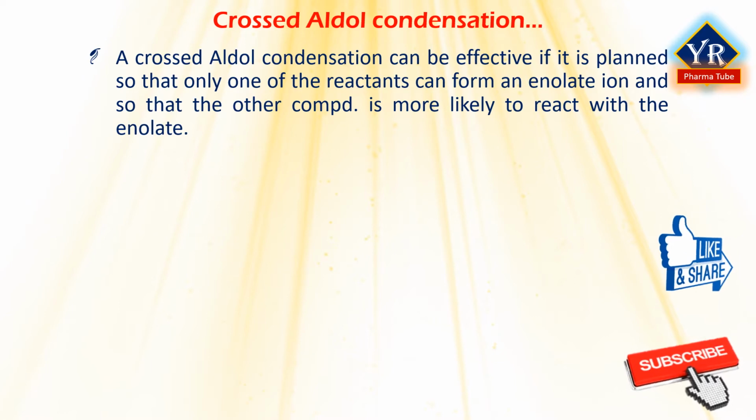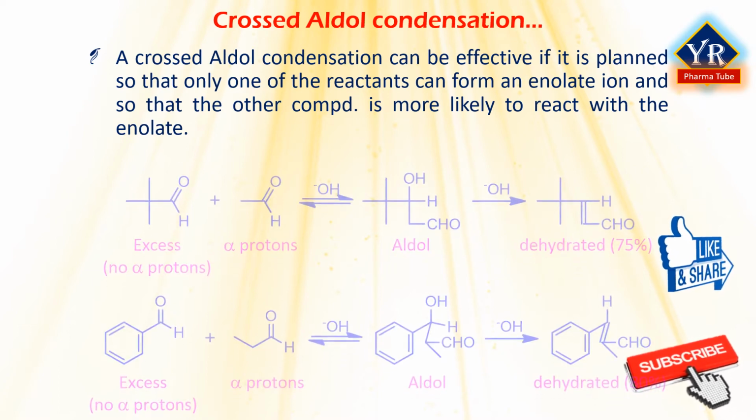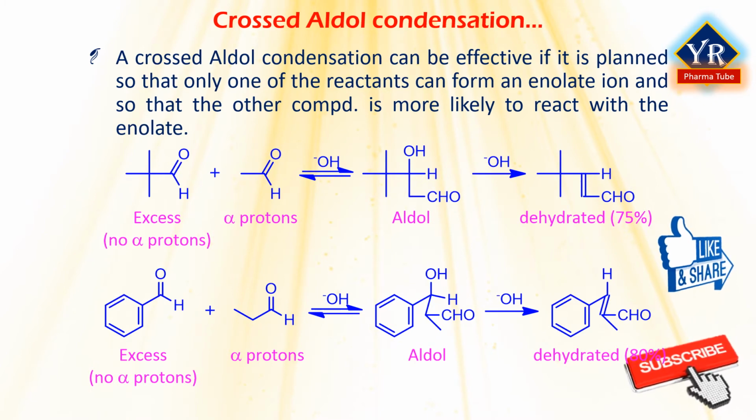If only one of the reactants has an alpha hydrogen, only one enolate will be present in the solution. If the other reactant is present in excess or contains a particularly electrophilic carbonyl group, it is more likely to be attacked by the enolate ion. The given two reactions are successful crossed aldol condensations. The aldol products may or may not undergo dehydration depending on the reaction conditions and the structures of the products.